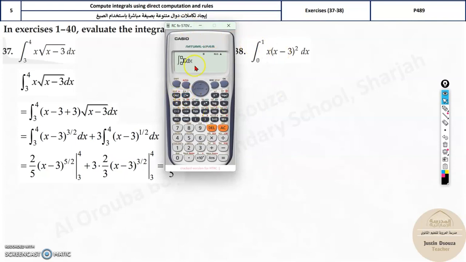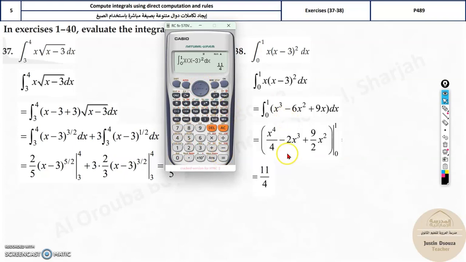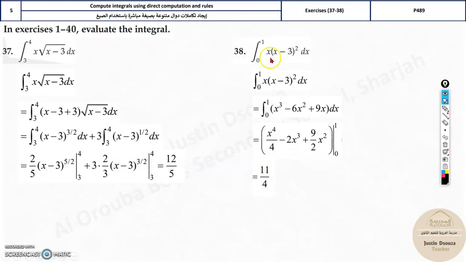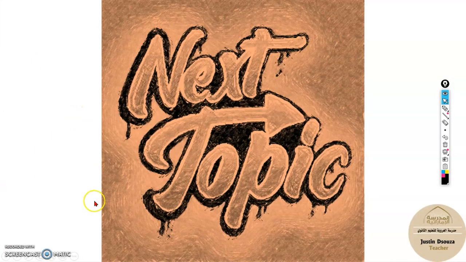Same way over here, just use the definite integral symbol and type the values. X times x minus 3, the whole square, and the definite integral starts from 0 to 1, plus equal to, and the answer is 11 by 4. Here it's in fraction form. So this is how you can easily solve definite integral problems. In the next video, we will solve the 6th topic.